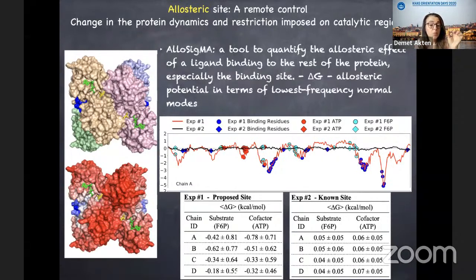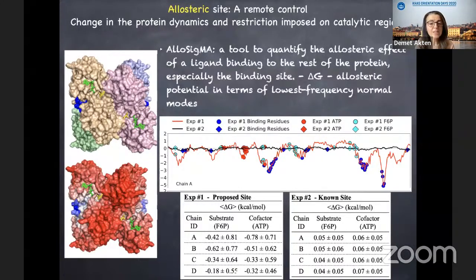And then when you find a very effective allosteric site, you have control over the orthosteric site as well, and this is what we want to monitor. When a ligand binds to the proposed site, we observed negative delta Gs. Delta G is an allosteric potential, which is written in terms of lowest frequency normal modes.